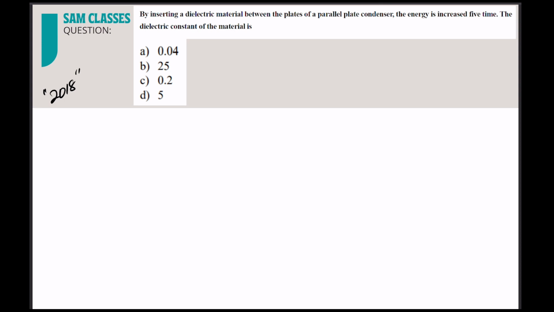By inserting a dielectric material between the plates of a parallel plate capacitor, the energy is increased 5 times. Now we need to understand the concept here. We know energy is equal to half CV square. So when you put a dielectric material, what happens? Capacitance changes, voltage remains the same.